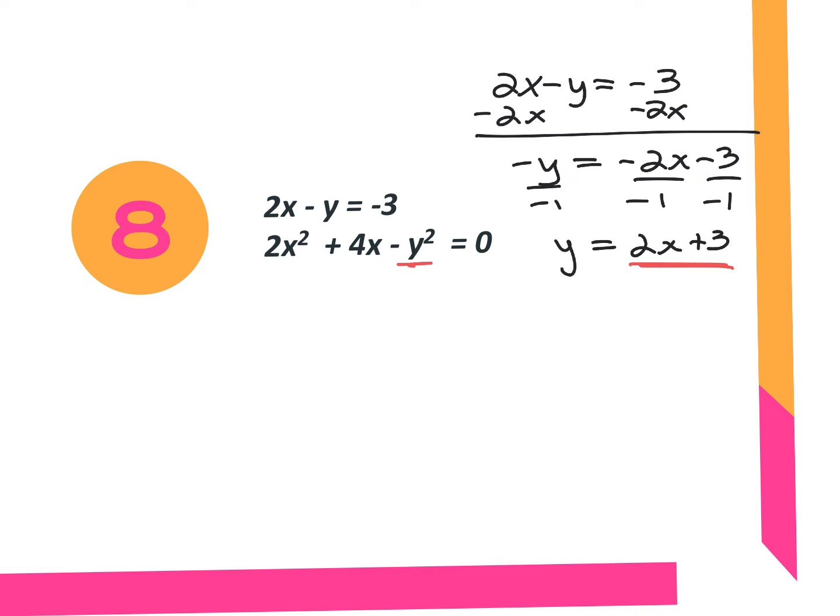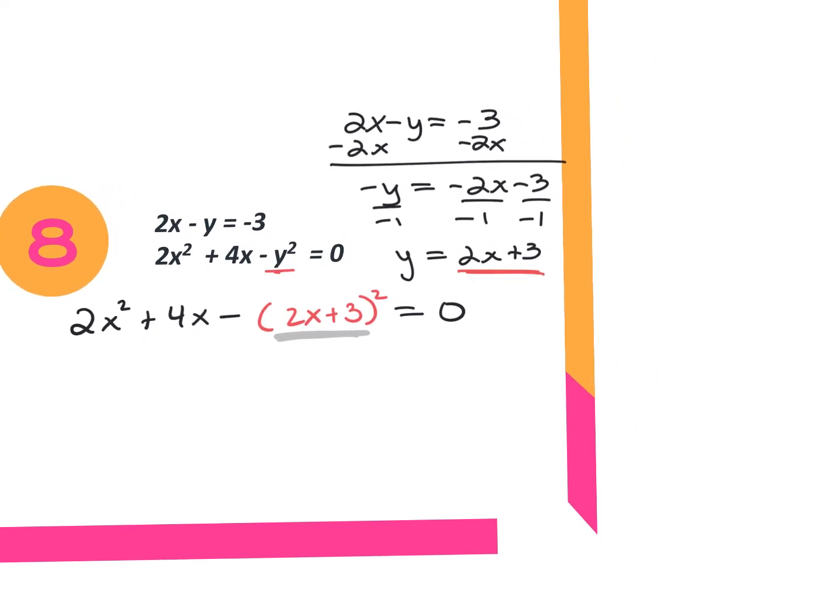However, notice my y is squared. So I need to FOIL it when I plug it in. So let me just go ahead and rewrite everything: 2x squared, and in here I'm going to put the 2x plus 3, square it, and set it equal to 0. So remember, what we're doing here is squaring this. You either memorize the pattern or write it down 2 times and FOIL it. Don't just square the 2x and square the 3. You're going to miss out on that middle term.